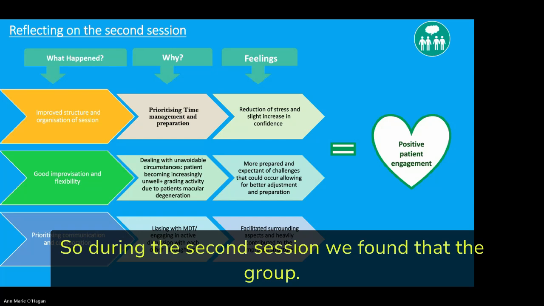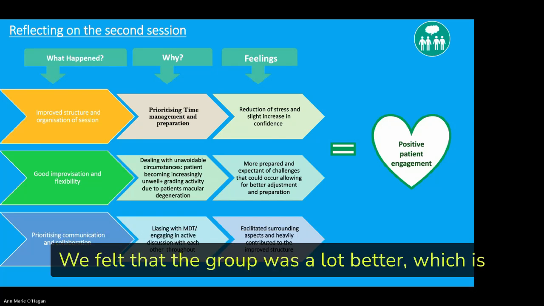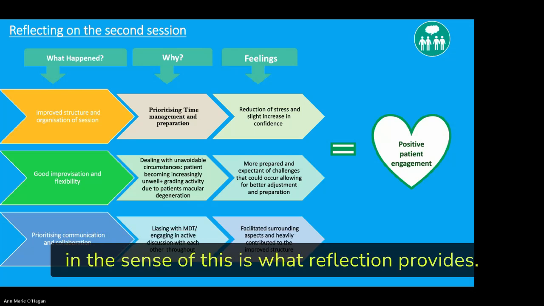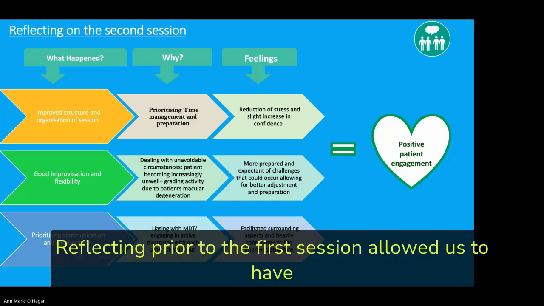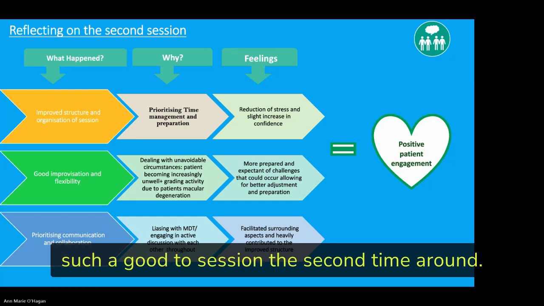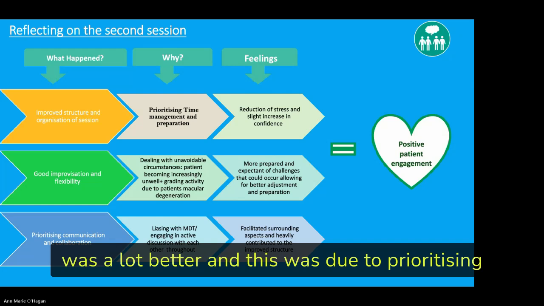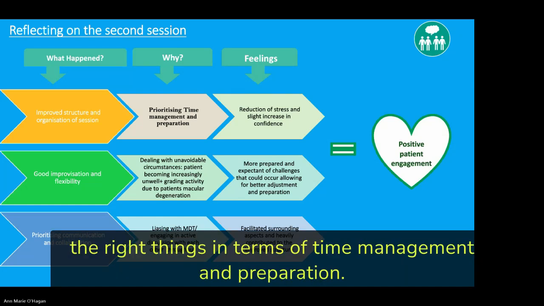So during the second session, we felt that the group was a lot better, which is of course quite good to see, and also is quite good in the sense of this is what reflection provides. Reflecting prior to the first session allowed us to have such a good session the second time around. One of the key things that we found were quite good was our structure had improved and our organization was a lot better. And this was due to prioritizing the right things in terms of time management and preparation.